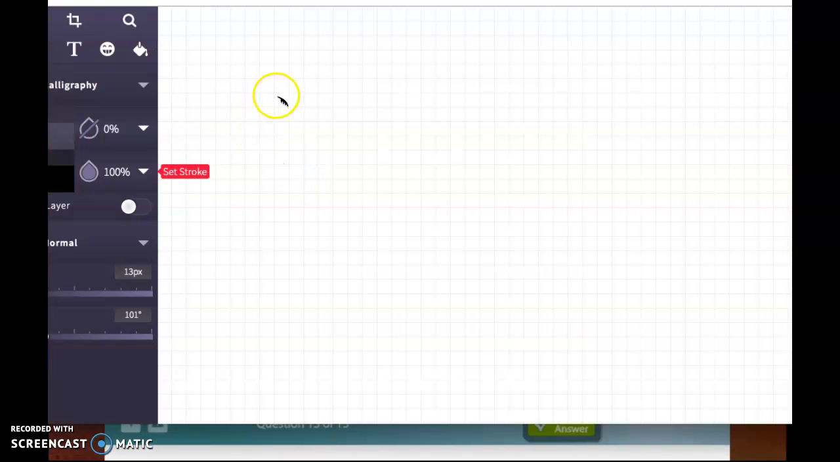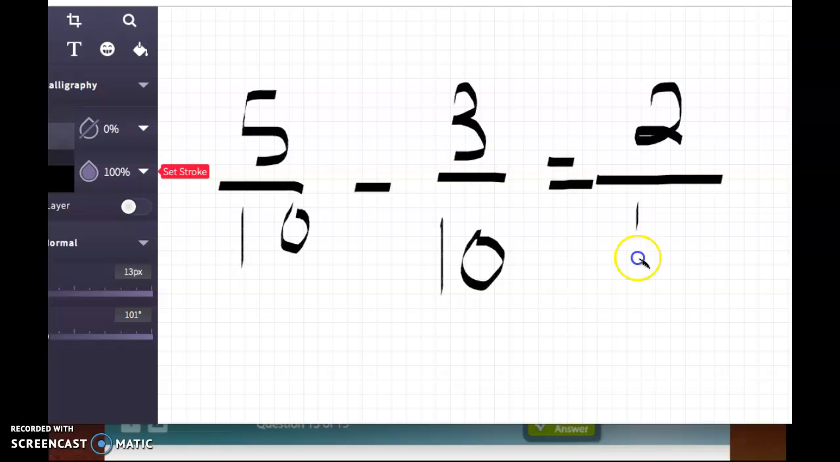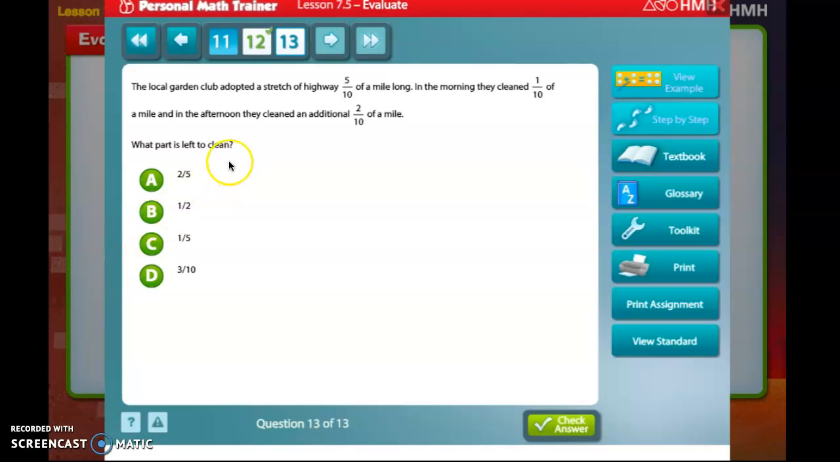Okay? So I have 5 over 10 minus 3 over 10. Okay, I know that my denominators are the same, so I can just subtract my numerators. 5 minus 3 equals 2. Keep my denominator the same, I'm going to keep it 10. So I've got to look for an answer that says 2 over 10. Okay, what part of the highway is left to clean? 2 over 10. 2 over 5? No. 1/2? 1/5? 3/10? Uh-oh. None of them are equivalent to my answer.